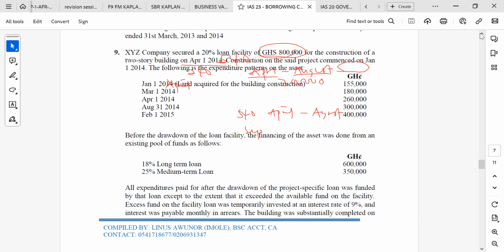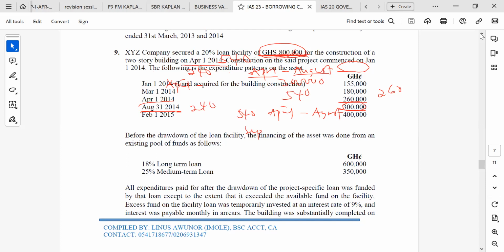But this one, the question says that all expenditure are paid for after the drawdown of the project specific loan. The project specific loan was 800,000. So from 1st April, we are making all the investments from the specific loan. We have taken 260 out of the loan, so we are having 540 left. On August 31, 2014, we have taken 300,000 from it again. It means that there will be 240 left in the account.